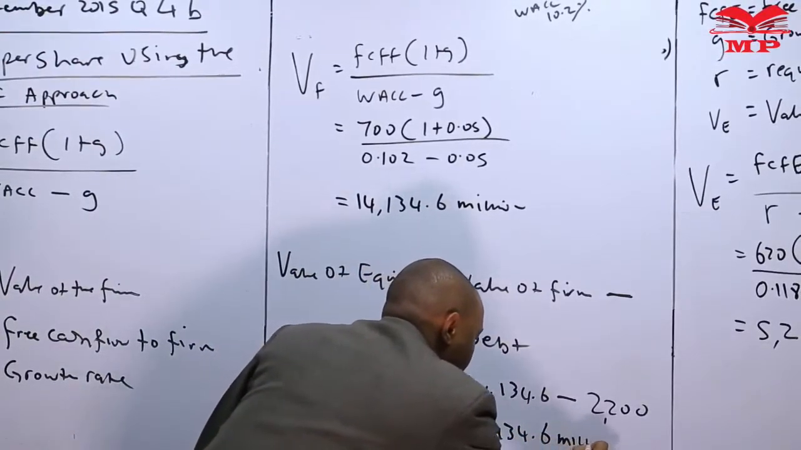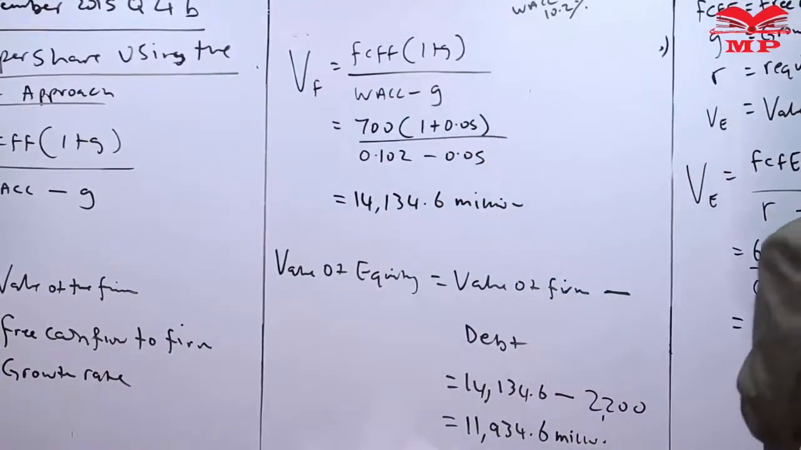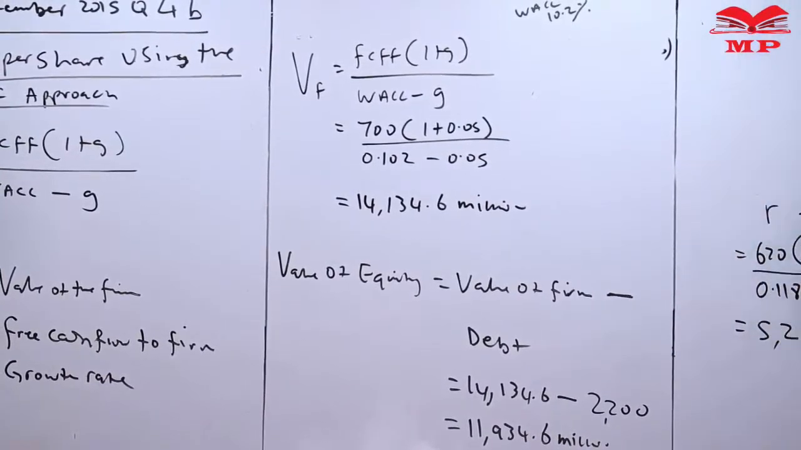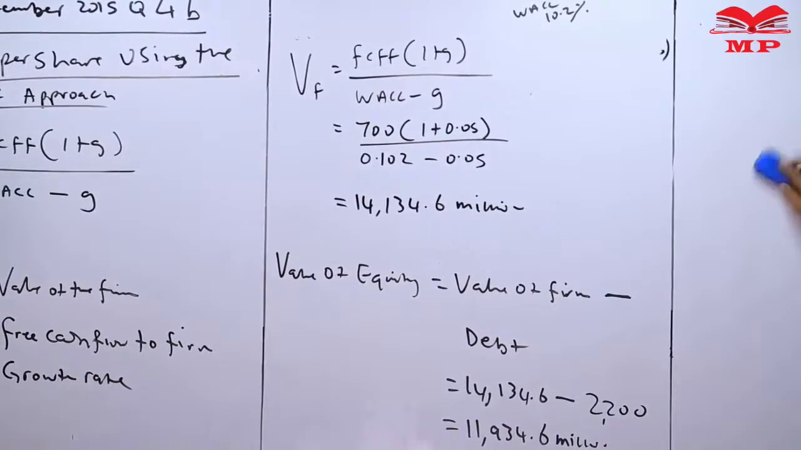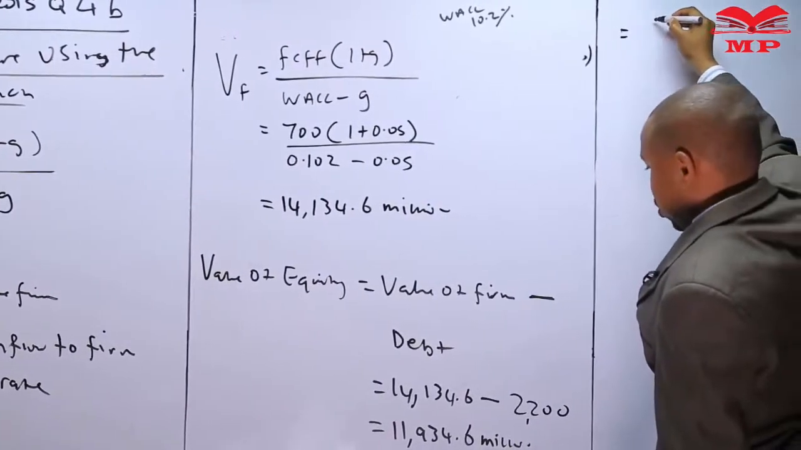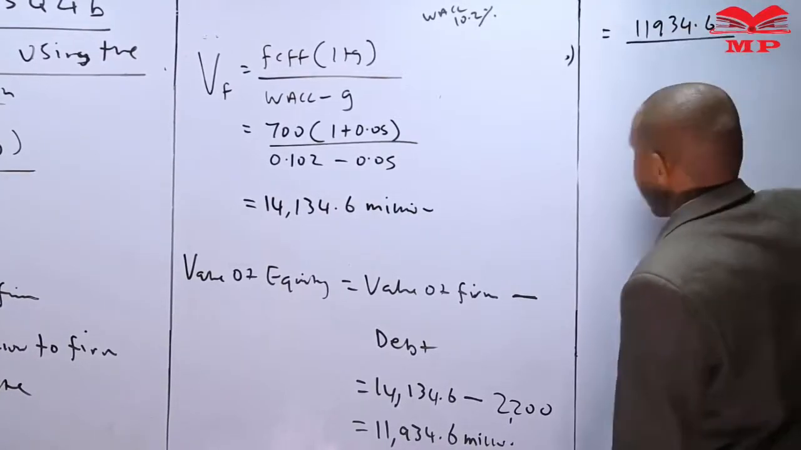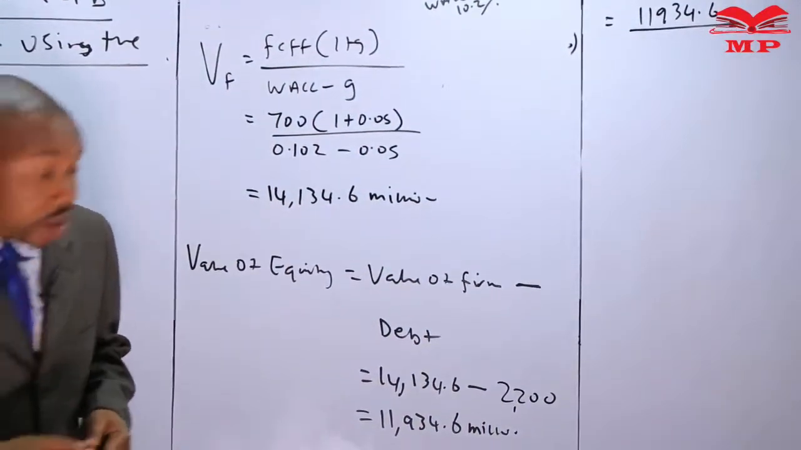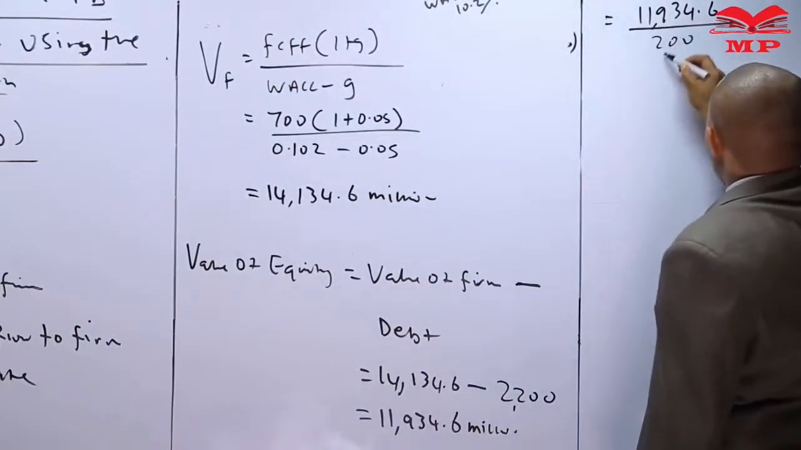11,934.6 million. So moving over to this other side, to get the equity value, we need to divide by the number of shares. So we have equity value equals 11,934.6, and you divide by the number of shares outstanding. How many shares do we have outstanding? We have 200 million shares outstanding. So it is correct for me to put 200 like that.